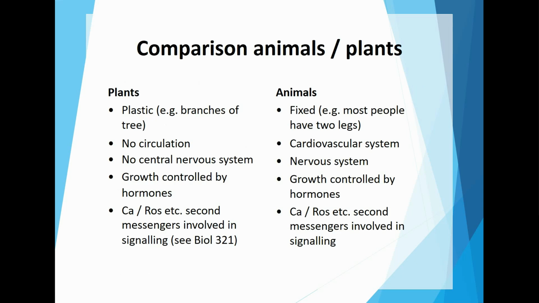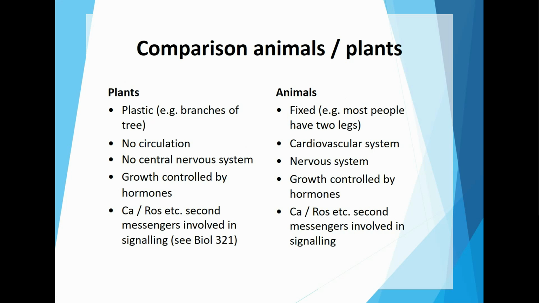So if we want to just quickly compare animals and plants, remember that animals have a fixed amount of limbs, fixed amounts of body parts, fixed amounts of things. Of course, you're going to get damage, or you're going to get mutations within the genetic code sometimes to get extra limbs, etc., or no limbs, or whatever the case may be. But generally, animals are fixed. Their genetics have predisposed them to having a certain amount of legs.